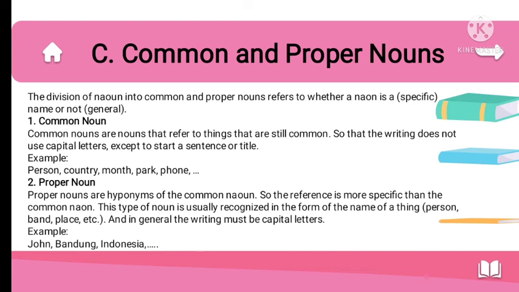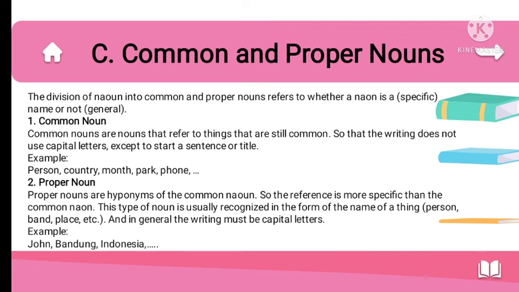Point C is about common and proper nouns. The division of noun into common and proper noun refers to whether a noun is a specific name or not, general. Number 1 is common noun. Common nouns are nouns that refer to things that are still common, so the writer does not use capital letters except to start a sentence or title. Example, person, country, mountain, park, pond.